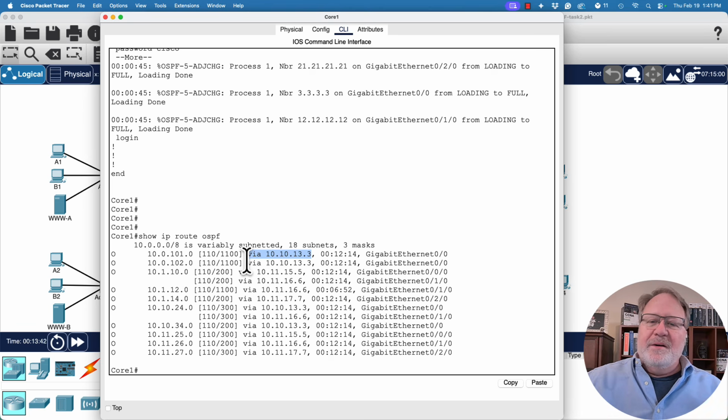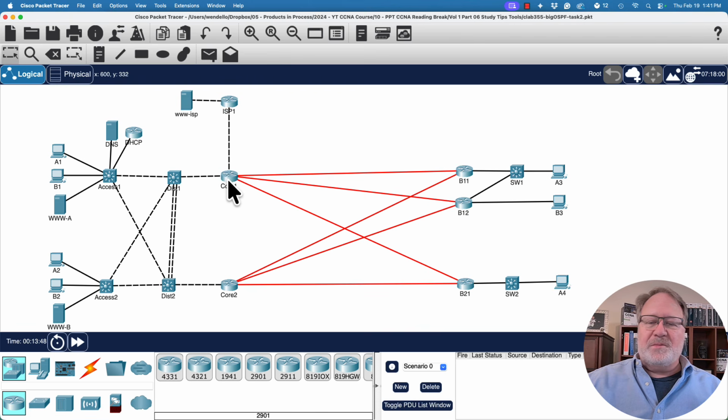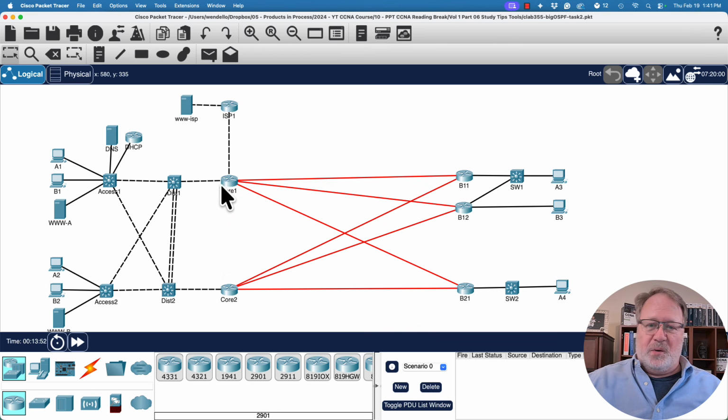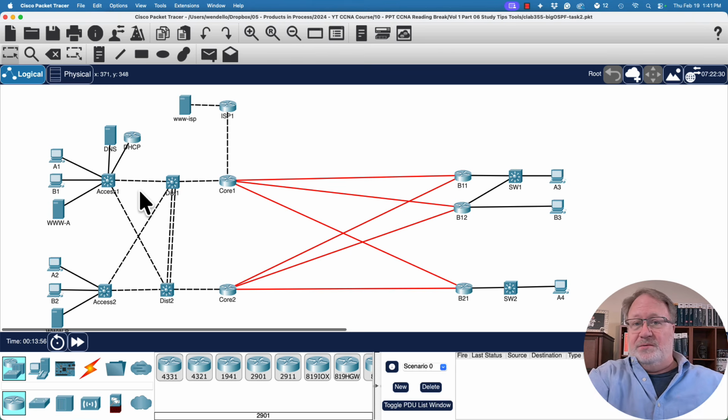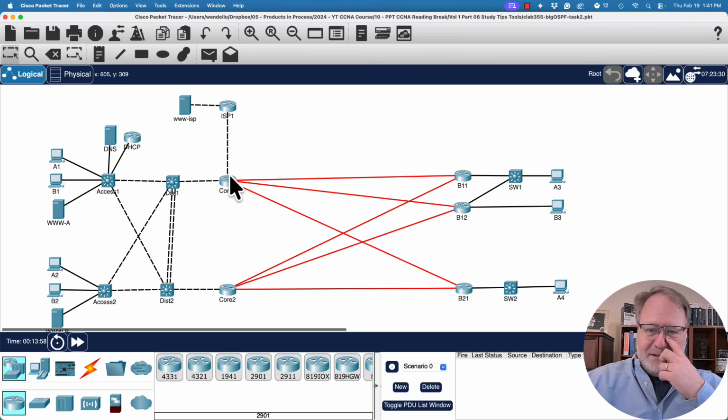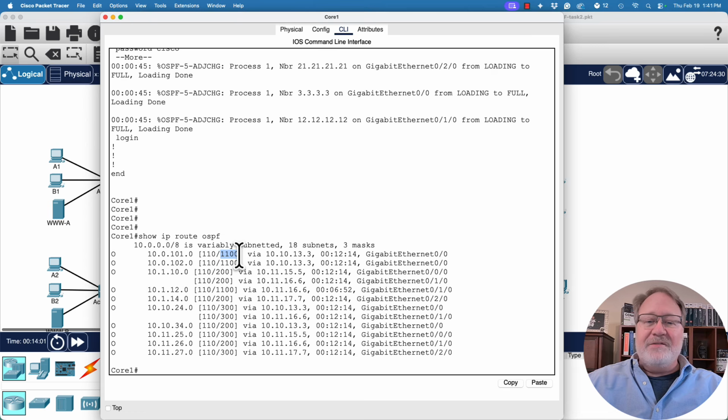So it's one route. But I want to focus here on the metric. It says 1100. Now, going back to the diagram here, from Core 1's perspective, it's got two outgoing interfaces between it and the subnet. It's got the outgoing interface on Core 1 and then the outgoing interface on Dist 1 into that subnet. So two outgoing interfaces, but a metric of 1100.